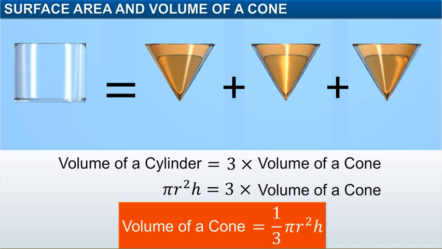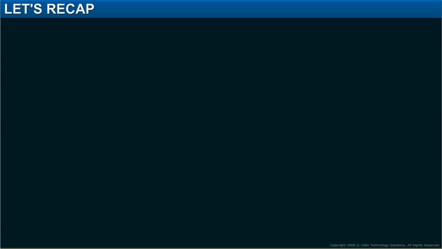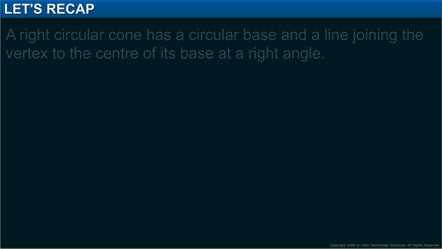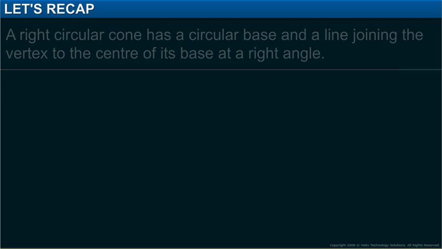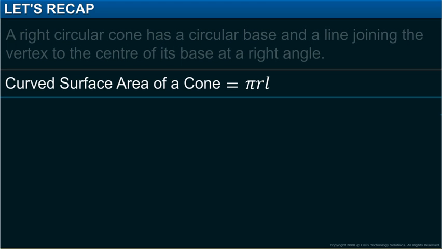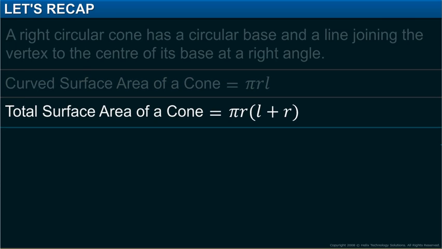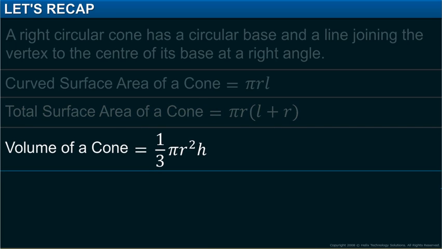In this module, you learned that a right circular cone has a circular base and a line joining the vertex to the center of its base at a right angle. The formula for the curved surface area of a cone is pi r L. The formula for the total surface area of a cone is pi r multiplied by L plus r. The formula for the volume of a cone is 1/3 pi r squared h.